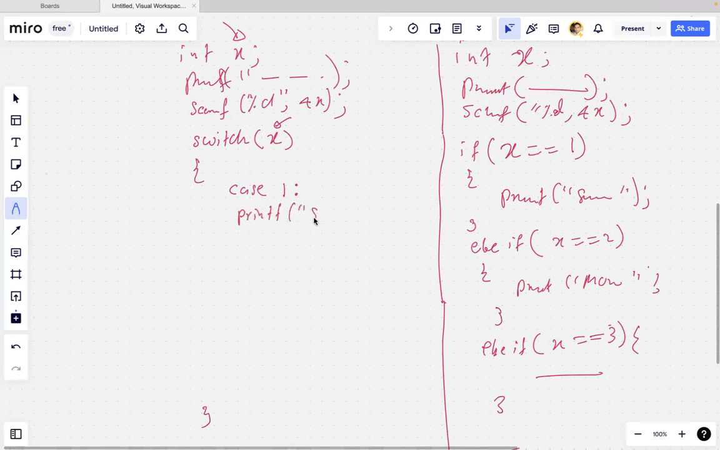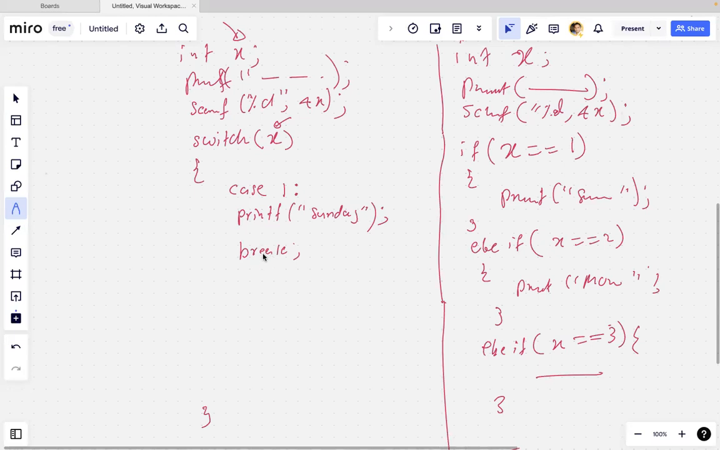Printf Sunday and semicolon. After that, this case is ended now. If you need to provide Sunday, goodbye or whatever, then you can provide another printf. After you print all the statements, you need to give a keyword called break. The meaning of the break is the end of that case. Break means this case is end. Then you can provide your next case.